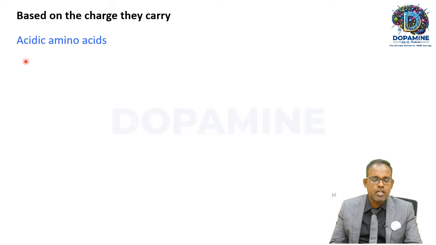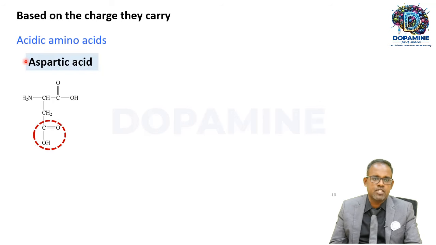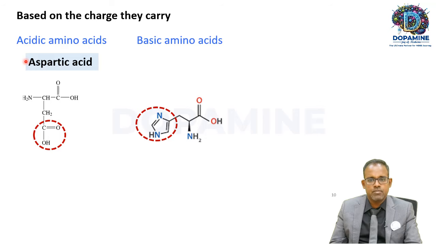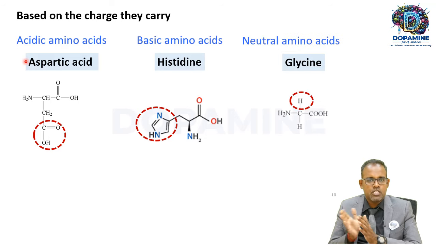Okay, as acidic amino acids. For example, this is aspartic acid. Basic, this is histidine. Neutral, glycine. So aspartic acid will have an acidic, that is negative charge. Basic amino acids will have a positive charge, and neutral amino acids will have none of the charges. That is how they are classified based on the charge they carry.